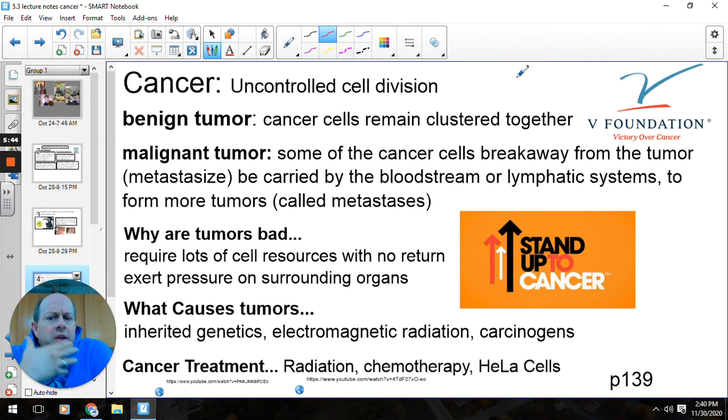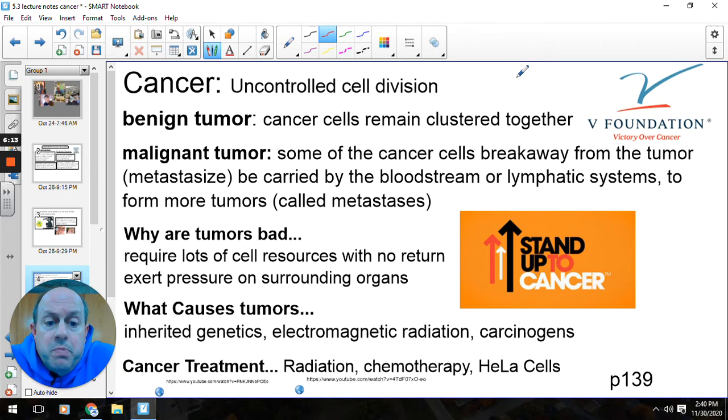So what exactly is bad about tumors? Well, these are cells that are growing really, really fast compared to the regular body cells. They're using up a lot of nutrients and a lot of resources, and they're not doing anything in return. So if they're taking up space in the lungs, then good lung cells don't have resources or space to grow and bring in oxygen.